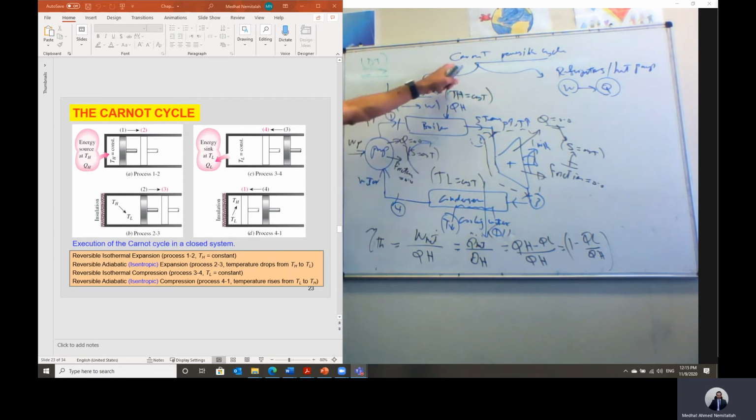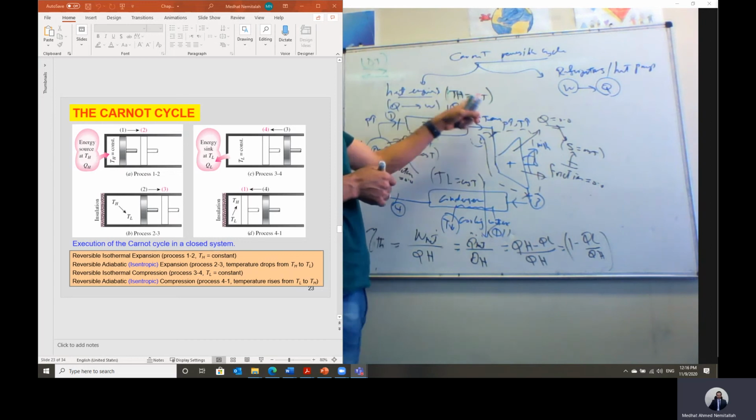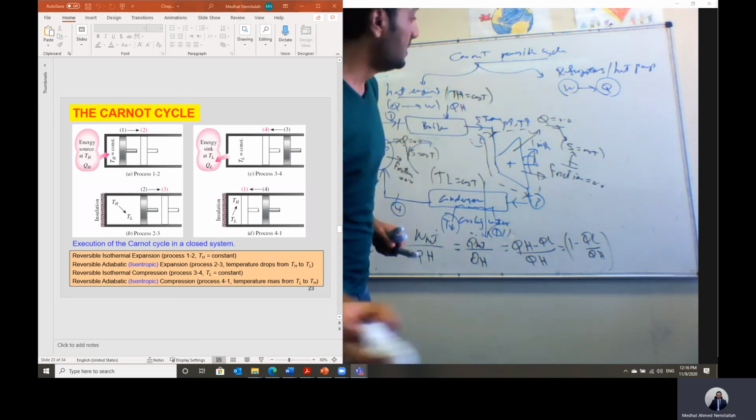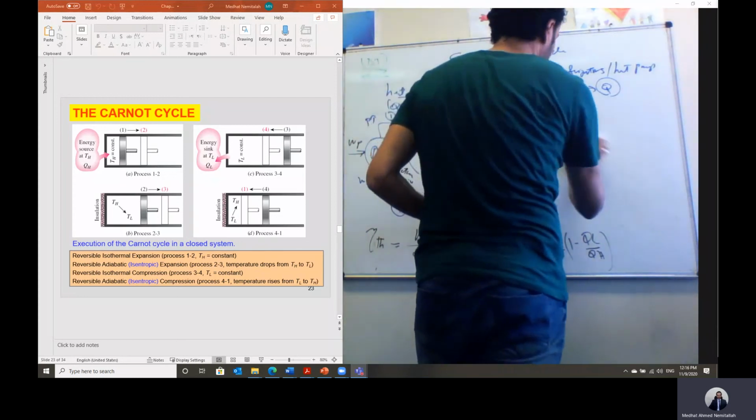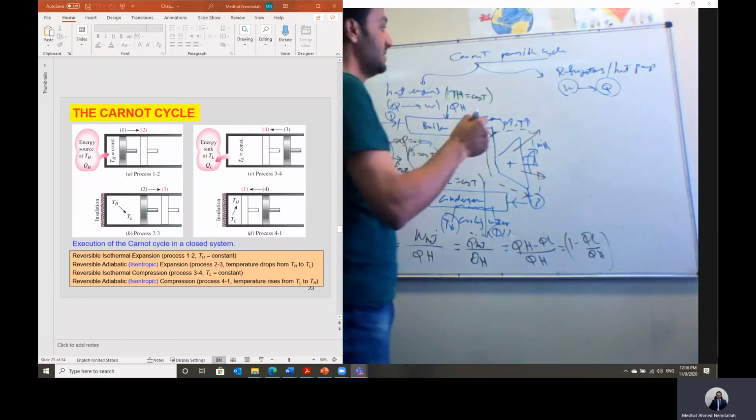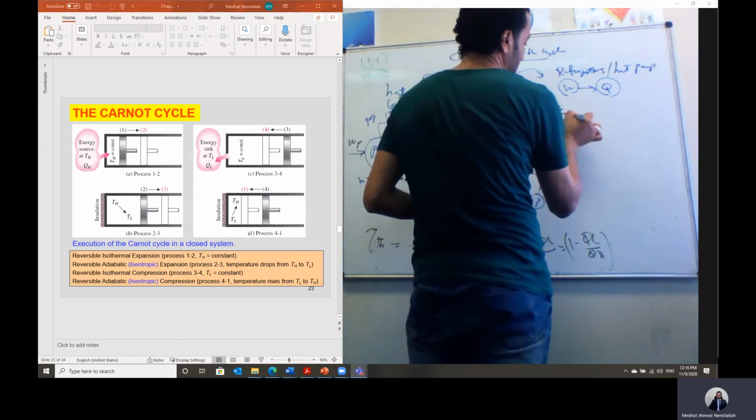But if we are applying a Carnot cycle, in this case we can calculate the maximum. If this cycle is operating on the Carnot cycle, the efficiency should be the maximum efficiency of this cycle. And we call the efficiency in this case eta thermal reversible.